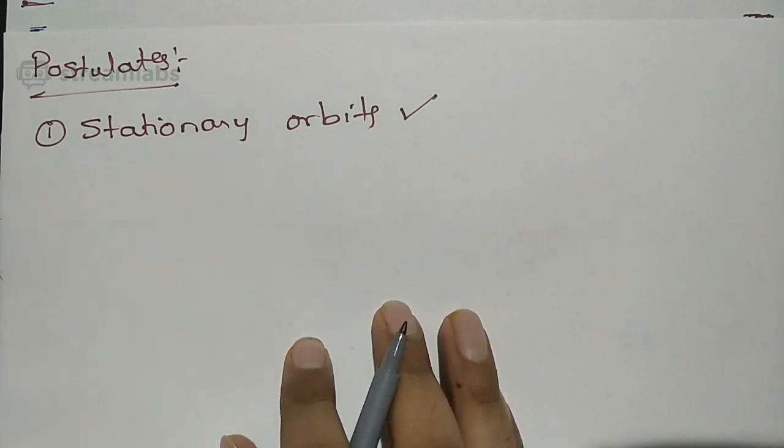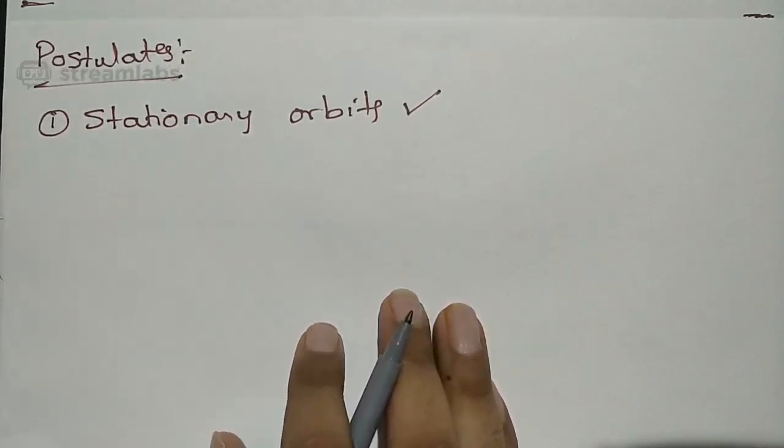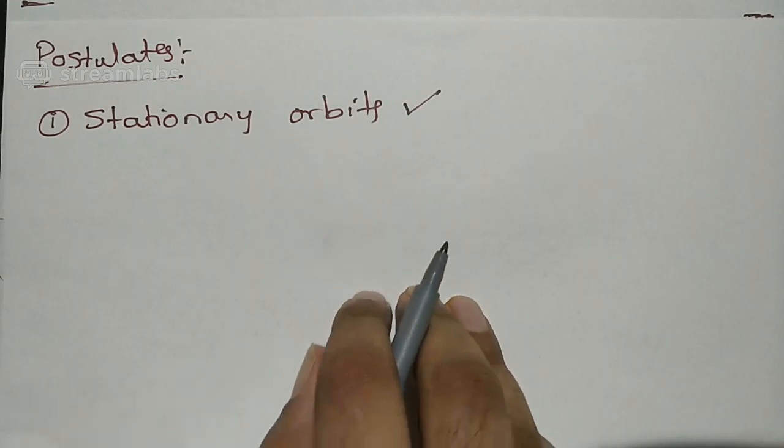Now the question comes, electron is still revolving around the nucleus in one of the orbits. So Bohr just named that orbit a stationary orbit, but the electron is still radiating energy? To get that answer, you wait for some time.